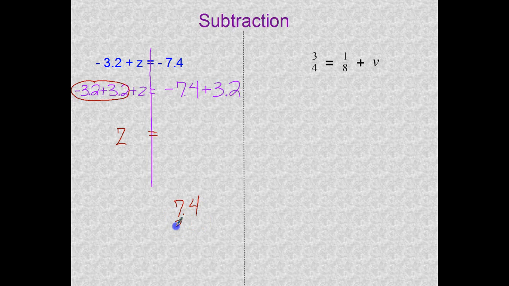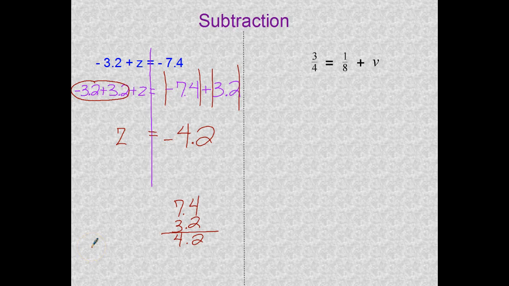Opposite signs mean we're going to subtract them, line up the decimals, and we get some type of 4 and 2/10. Absolute value, both of them. The 7.4 wins out, so I steal its sign in the answer. We have negative 4 and 2/10.